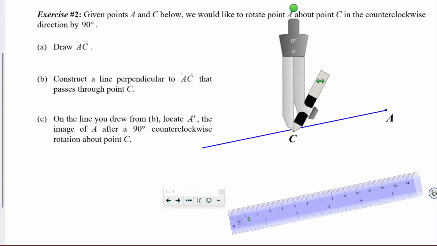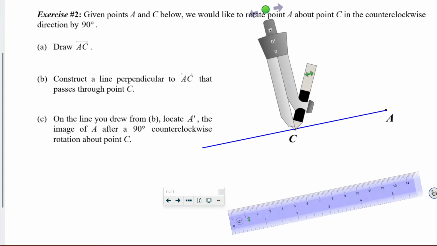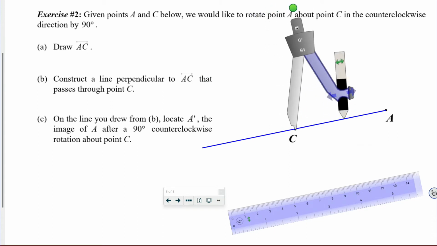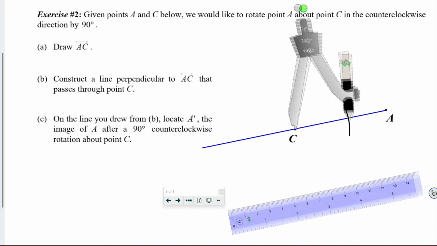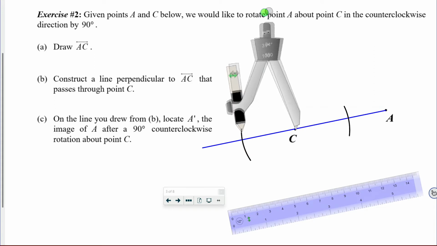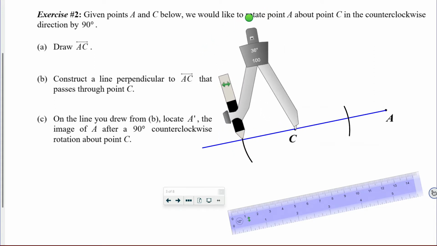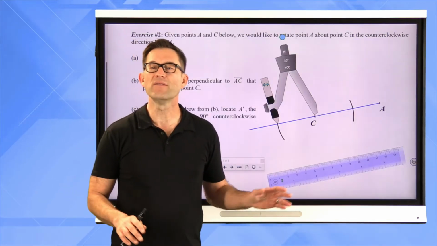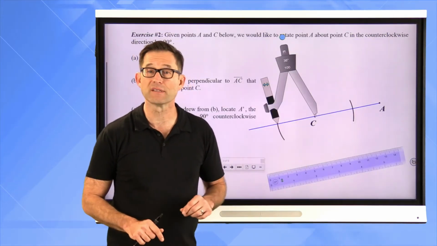What I'm going to do is bring my compass up and put it centered at C. I am then going to draw an arc on either side of C that has the same radius. What I'm doing there is locating 2 points that are equidistant away from point C.